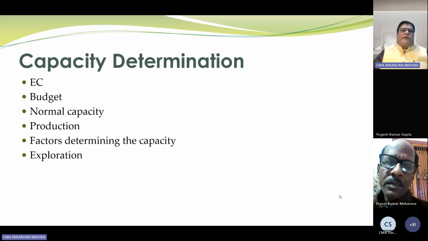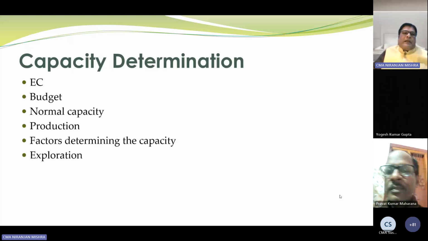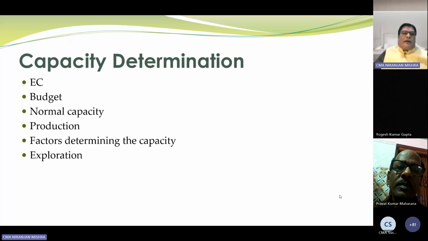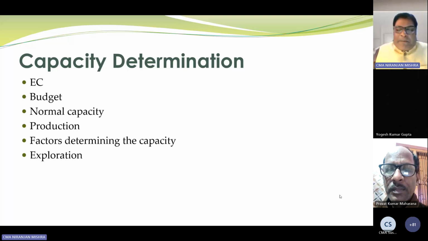Then come to the capacity determination. It is also a big challenge for the company. We have discussed the EC, which means environmental clearance capacity. When the company applies for the mining plan, before the mining plan they have to apply for the EC, the environmental clearance capacity.